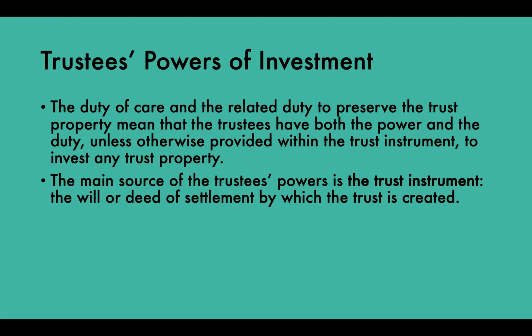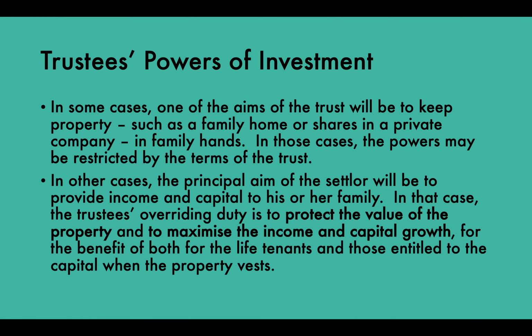Now, the main source of the trustee's powers is the trust instrument, the will or deed of settlement by which the trust is created. So in other words, the main guidance on how to invest the trust property comes from the trust instrument, and the trust instrument will say specifically whether it has specific things in mind. However, if it is open, then you do have some freedom as the trustee to invest the trust property. Now, in some cases, one of the aims of the trust will be to keep property, such as a family home or shares in a private company, in family hands. In those cases, the powers may be restricted by the terms of the trust.